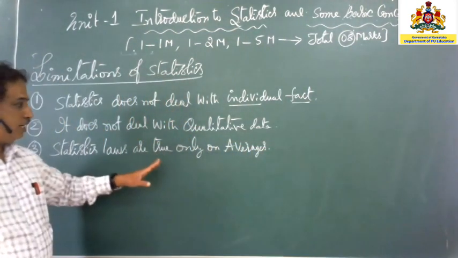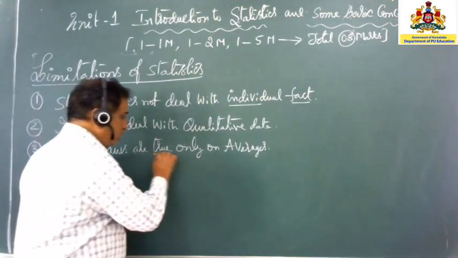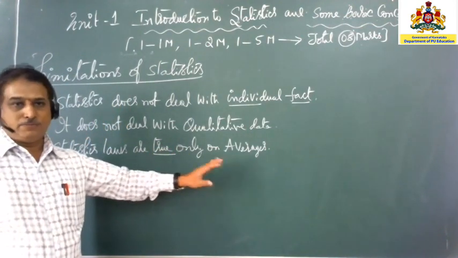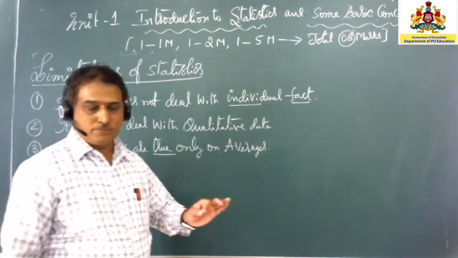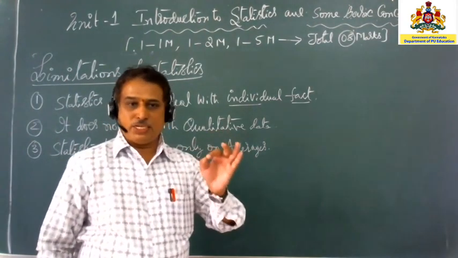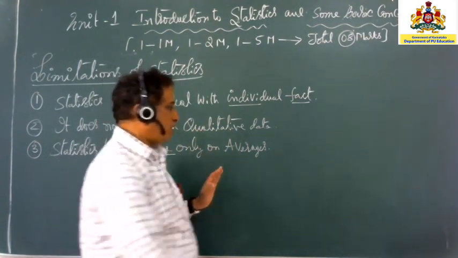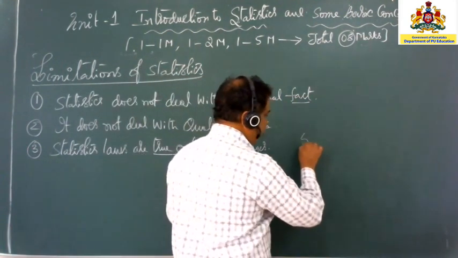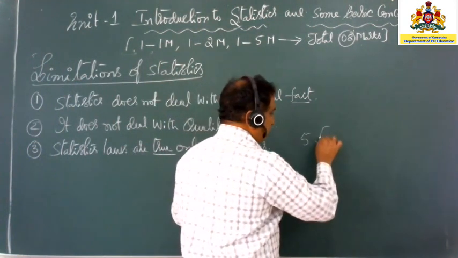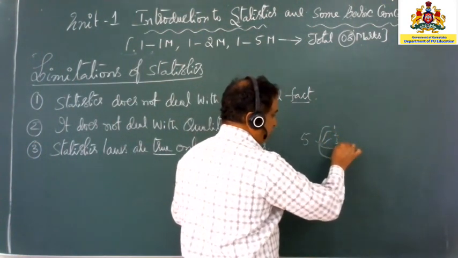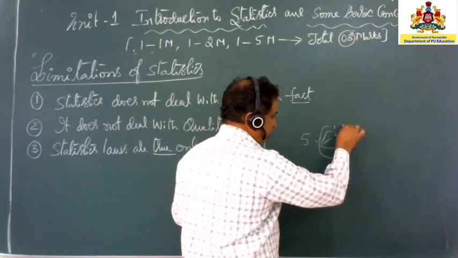All the statistical laws are true only on averages. Here, I will give an example. A surgeon performs operations, and 80% of his operations are successful. That means per day, if he did 5 operations, 4 will be successes and the other one a failure.